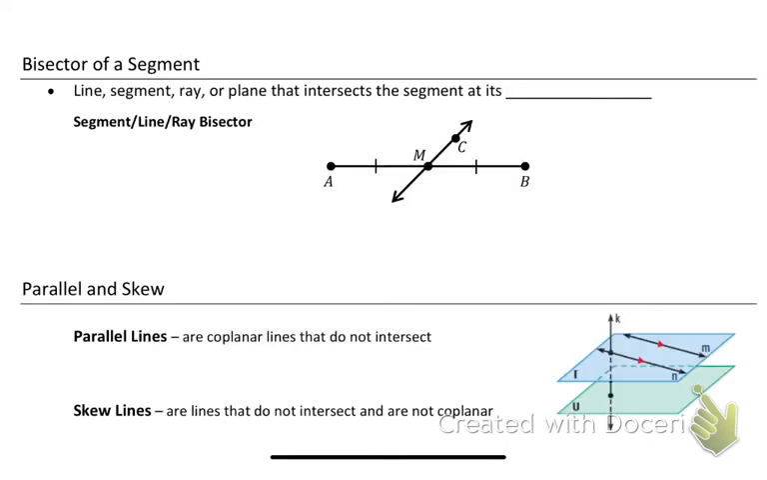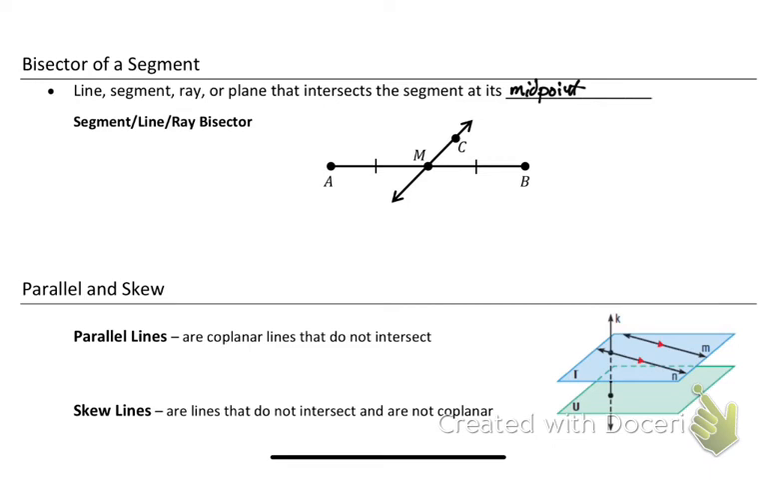All right, the next thing is a bisector of a segment. When I say the word bisector, you need to think the word midpoint, because a bisector is a line, segment, ray, or plane that intersects the segment at its midpoint. So if I ask you to do a drawing of a segment bisector, what I would do is first form a midpoint, put my tick marks on it, and then draw a line through it. You have to be very, very careful with midpoints.